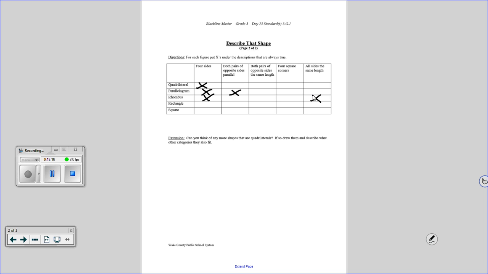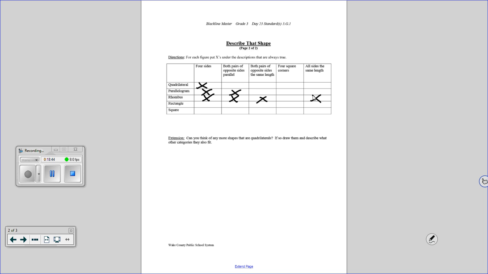Gabriella? Both pairs of opposite sides are the same length. Yep. Opposite sides are the same length. Good. Anything else? Jackson? Both pairs of opposite sides are parallel. Yeah. 2 sets of parallel sides. So your rhombus should look like this. Make sure you have those categories marked off.